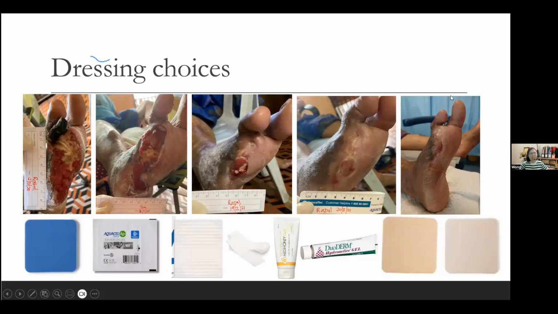It's okay. Anyway, it's a bit awkward, causing discomfort for people. Yeah, correct. Okay, now this one about the dressing choices.